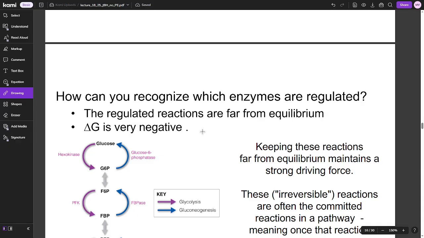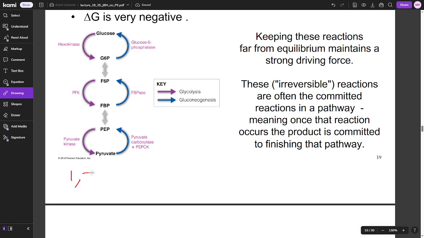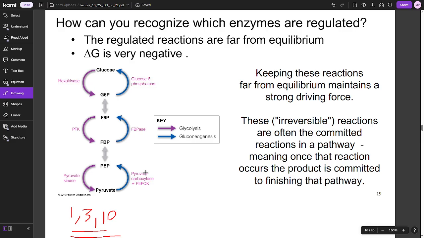And the question is, how do you know which enzymes are regulated? I told you that steps 1, 3, and 10 are very regulated. Why do I know that? Well, I know that because these 3 steps are very, very negative in delta G. They're basically the points of no return. So you basically want to regulate before those steps happen, because once they happen, you're not going back. So if they give you a made up pathway and you see a very negative drop in delta G, that's how you know that step is most likely irreversible, and that step is most likely regulated.